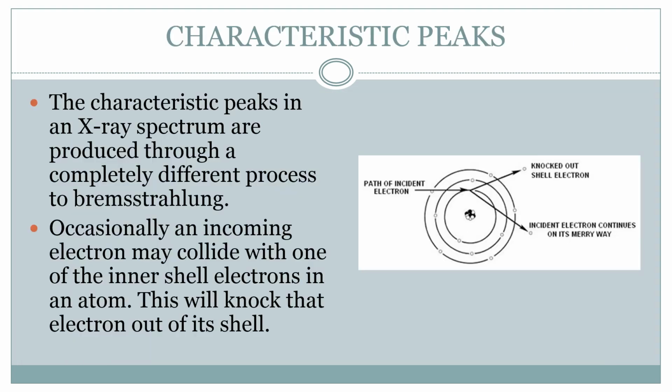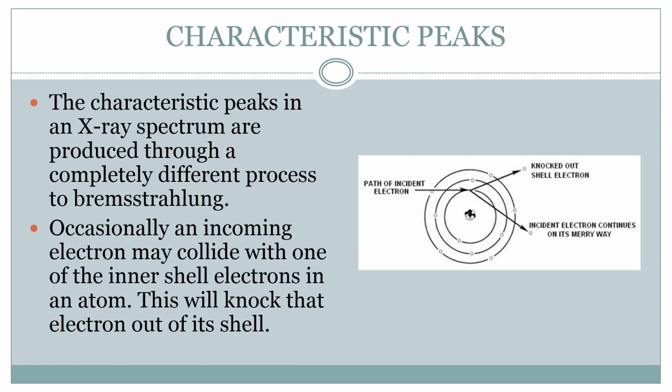Okay, so having been through the continuous part of the spectrum and how that works, let's talk about these characteristic peaks, because these are a completely different process to the bremsstrahlung process that produces the continuous spectrum. Now again, this is one of these things that's a little bit hard to understand from purely static pictures. So in the description for this video, I will put another link that shows you an animation showing how characteristic peaks are produced. But it basically works like this.